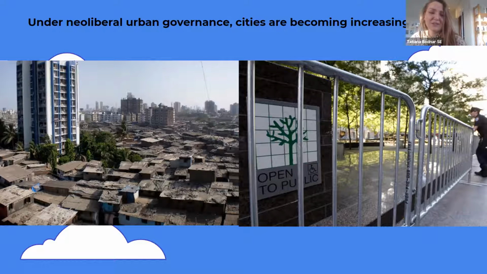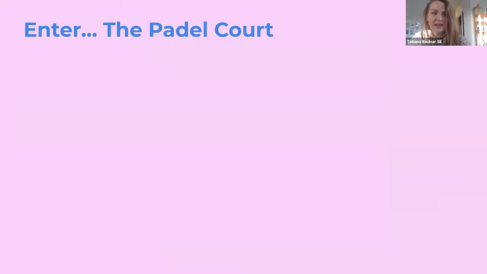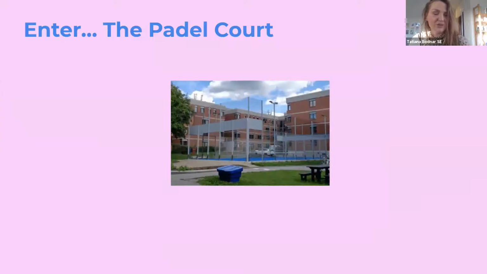And under neoliberal urban governance, this is a stark difference. We can see that cities are becoming increasingly unequal, privatized, and exclusionary. And these images are incredibly stark compared to the image I showed you before, but you may be asking, what does this have to do with Lapis? And enter the paddle court. So the paddle court is a new development that I can actually just stare out of my window and look at.